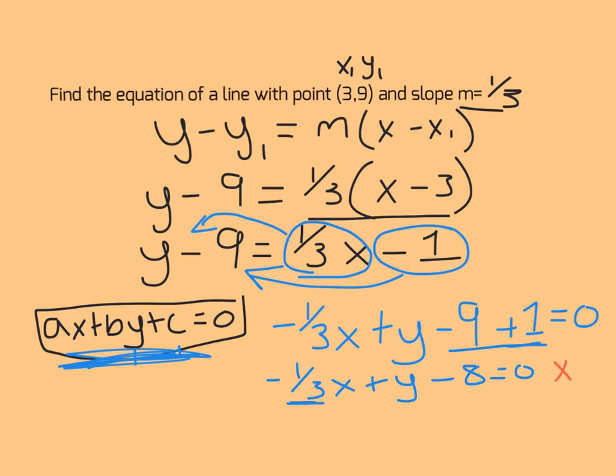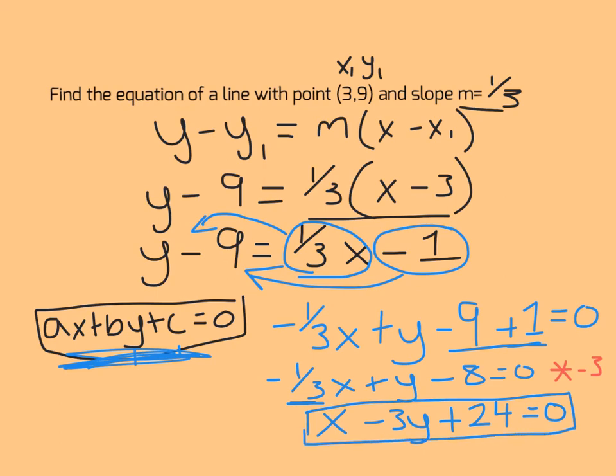So I'm going to multiply that by minus 3 in order to get rid of that. And if I do that, what I get is minus 3 by minus a third gives me 1x, or what we call x. Minus 3 by plus y gives me minus 3y. And minus 3 by minus 8 gives me plus 24. And we let that equal 0. And there's my equation of the line.